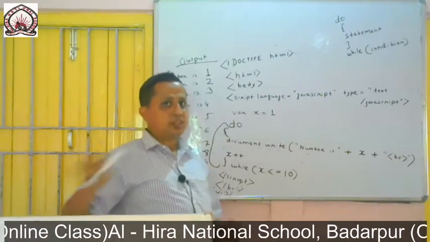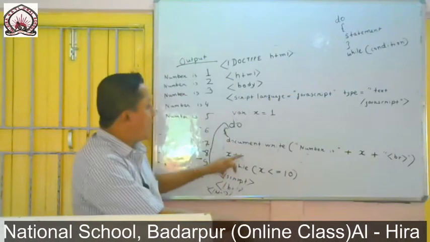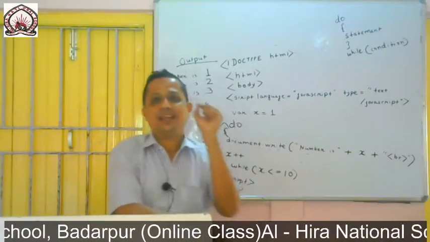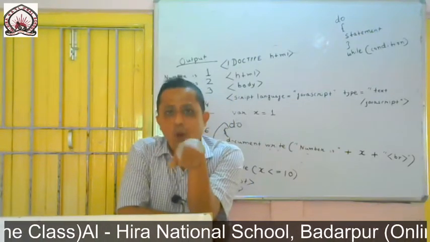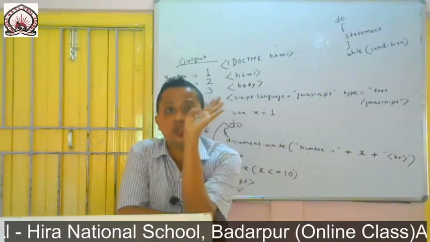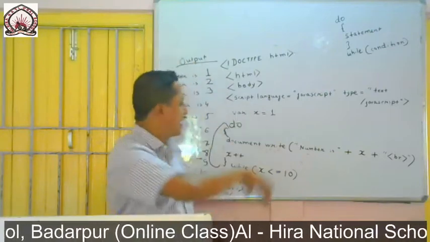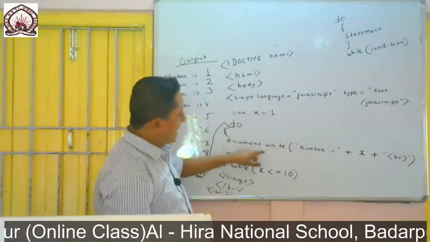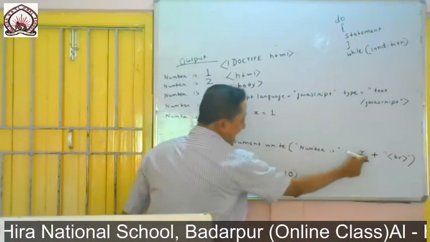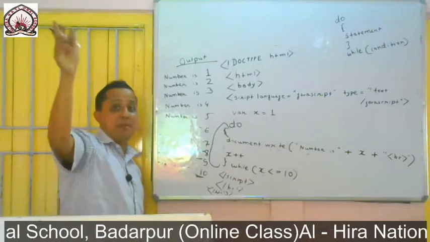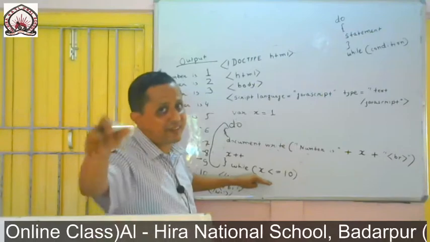Here is another thing I am just showing you. In a while loop, even your one was checked. Another difference between while and do while is that if the condition is false in a do while loop, the statement will still execute once. Here, do statement, say my condition is false. Still, my statement will execute once. Why? Because my condition is after the statement.